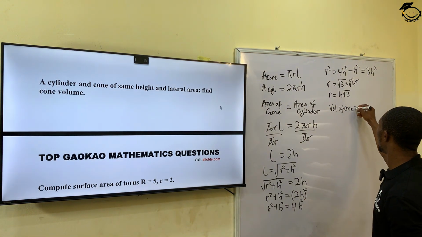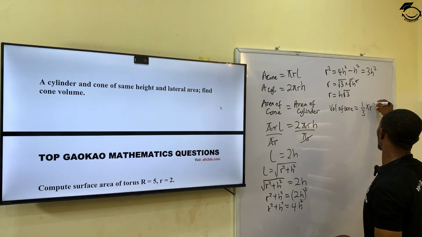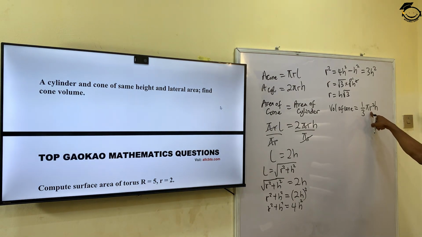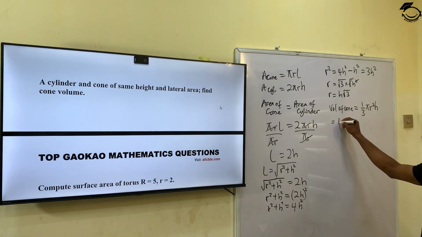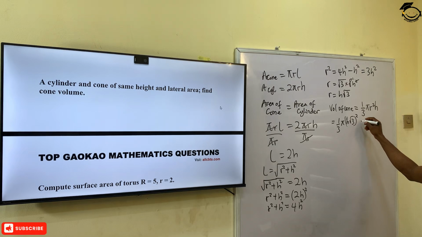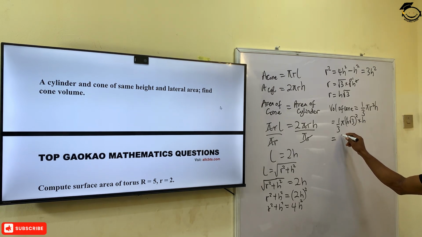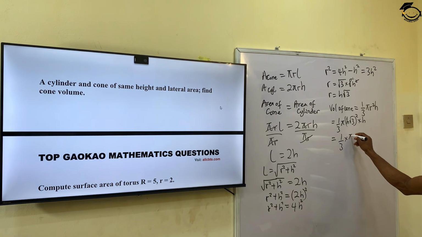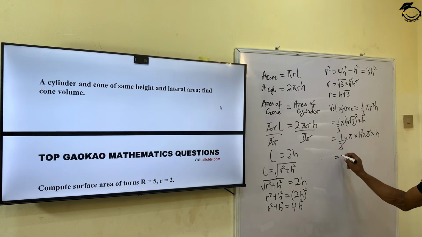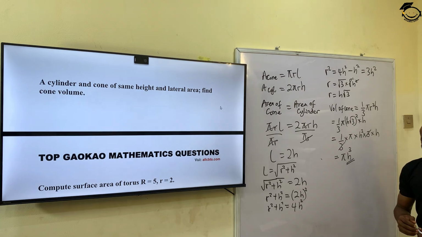Now we have R equals H root 3, back to the volume of cone. Volume of cone will give us 1 over 3 pi R squared H. Now where our R is H root 3, this will become 1 over 3 pi times H root 3 all squared times H. So this will give us 1 over 3 times pi times H squared times root 3 squared, which is 3, times H. Now this will cancel, leaving us with the volume of cone as pi H raised to power 3. This will be the formula for calculating the volume of the cone.